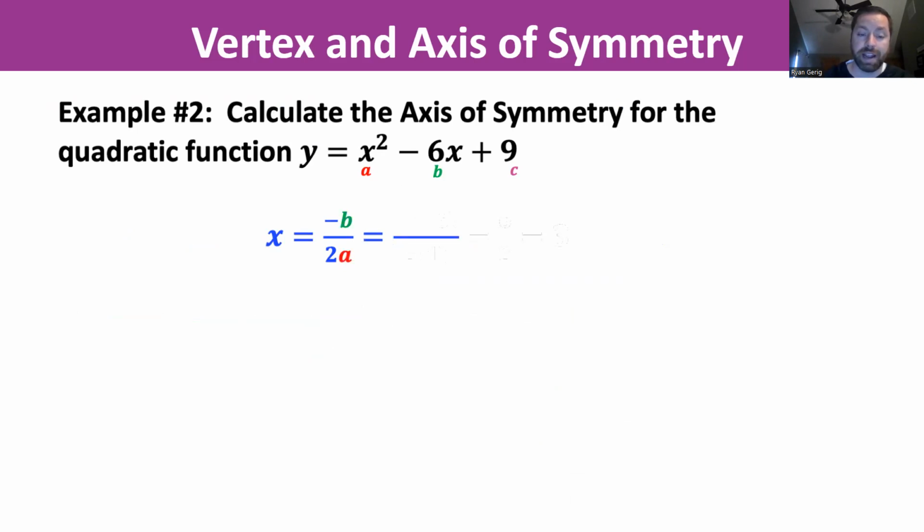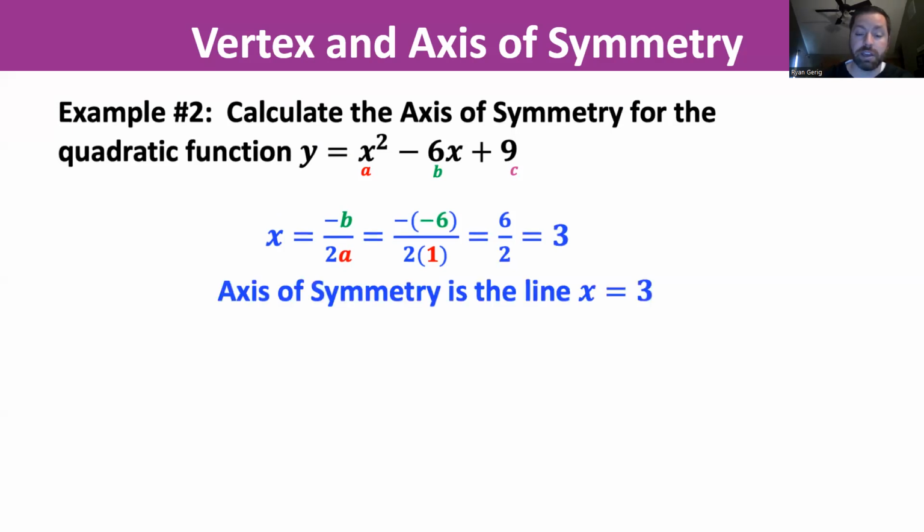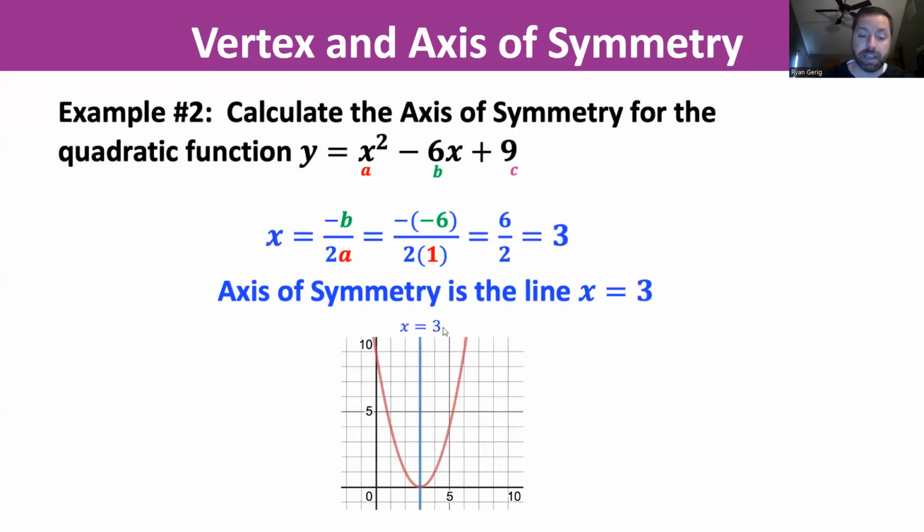So be very careful here. I got a negative. I keep that there. B is -6. So yes, it's -6. We're going to do something with that in a little bit. On the bottom, it's 2 times A, or 1. What is -6? Well, that's +6. You see that's the opposite sign of what B was? It's going to happen every time. 2 times 1 is 2. 6 divided by 2 is 3. So my axis of symmetry has the equation x equals 3. And you can see x equals 3 right down the middle of that parabola.